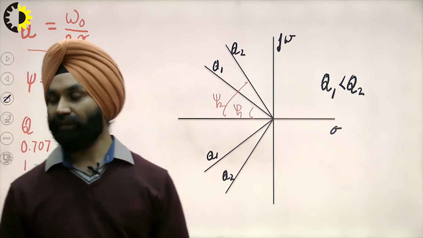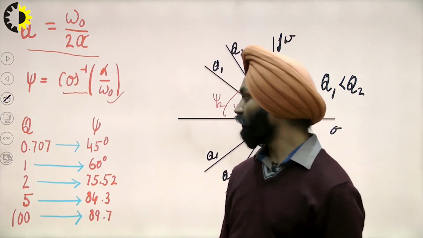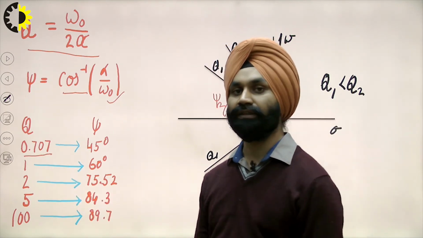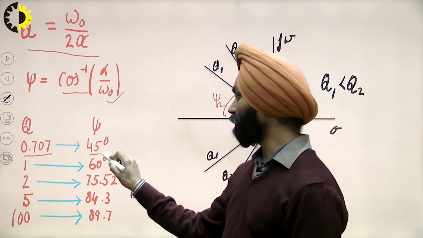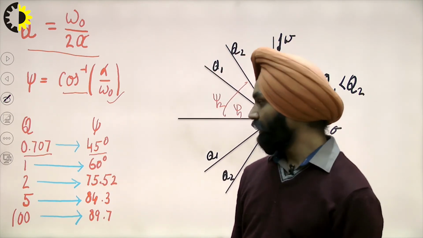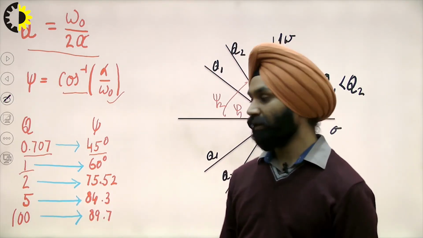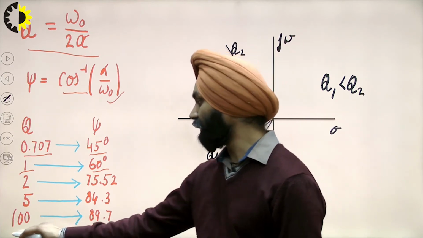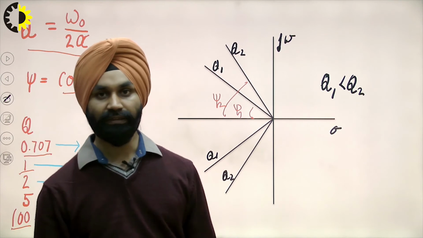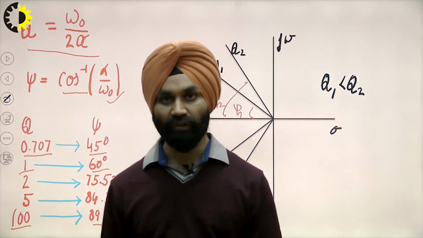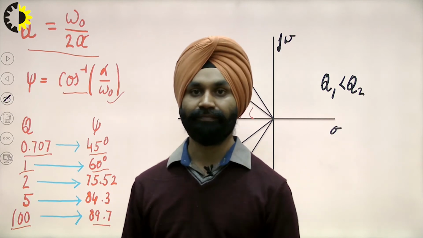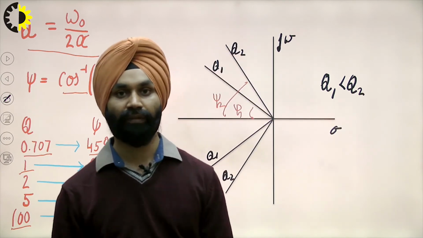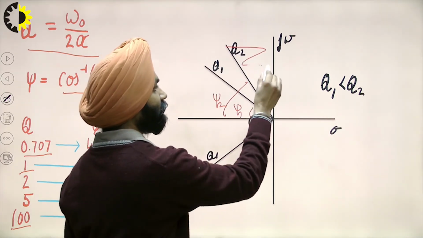If we calculate the different angles, when the q value comes to be 0.707, that is 1 upon under root 2, then it is 45 degree. If q is 1, then it is 60 degree, and so on, and it is approximately 90 degree at a q value of 100. That means the general value of q is more than 1, or we can say that the angle psi lies between 60 degree to 90 degree. Most of the time we are interested in this region only.